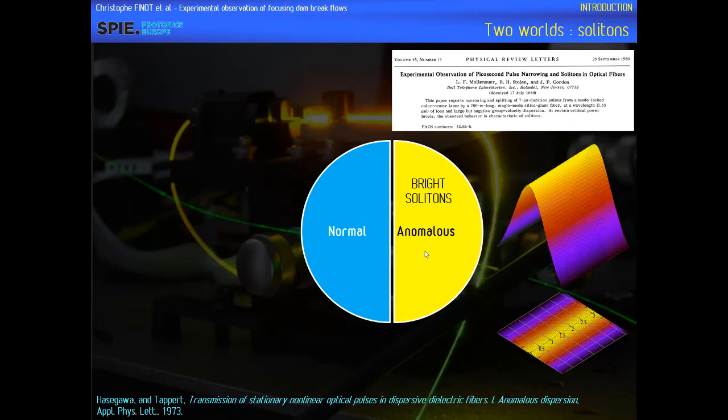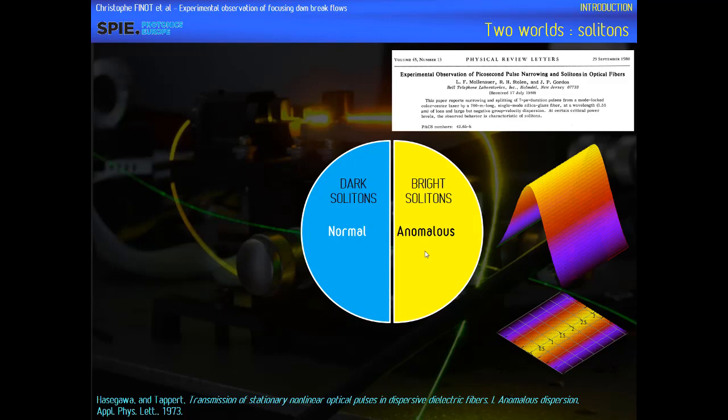Of course, the most famous structures are the bright solitons that can only exist in the anomalous regime of dispersion. Those are waves with a very specific pulse shape, and they are able to propagate over very long distances without experiencing any change of the temporal and spectral intensity profile. In the normal regime of dispersion, there is their counterpart. Those are the dark solitons.